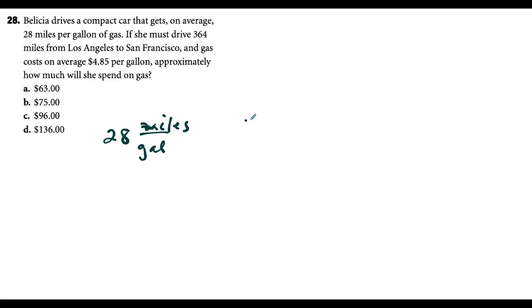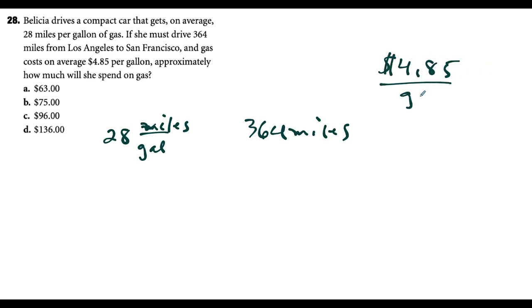All right, so she's got to go 364 miles. This is her fuel efficiency. And gas is $4.85 per gallon. That's so expensive. All right, $4.85 per gallon. So there's a lot of stuff we got to do here. Let's think about this very carefully. If she gets 28 miles per gallon and she wants to go 364 miles, we have to divide the total distance of the trip by the fuel efficiency.